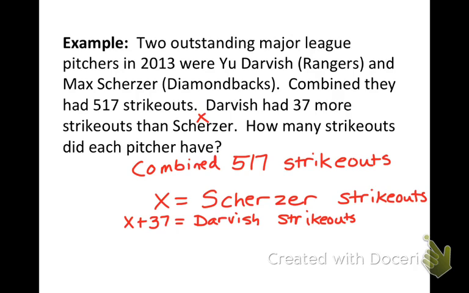This one should be an easy one. What do you do with those two things? Combined means what? Addition. So what am I going to do with x and x plus 37? Add them together and set it equal to 517. There we go. So x plus x plus 37 equals 517. Go ahead and finish that. Figure out how many strikeouts each pitcher had.